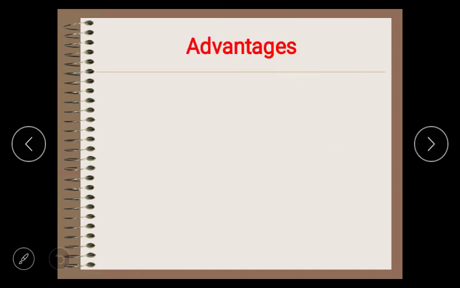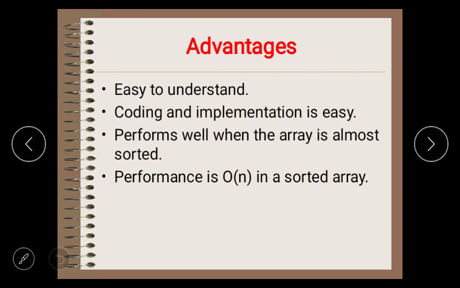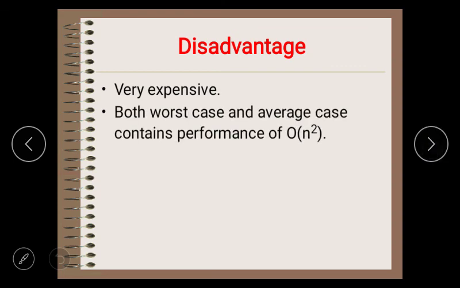Now we will see what the advantages of this bubble sort are. It is very easy to understand, code and implement, and it performs well when the array is almost sorted, and the performance is order of n in a sorted array. Let's move on to the disadvantages of this bubble sort. It is very expensive, and in both the worst case and average case, it has a performance of order of n square as the complexity. So these are the advantages and disadvantages of bubble sort.